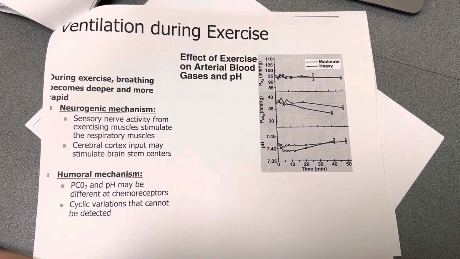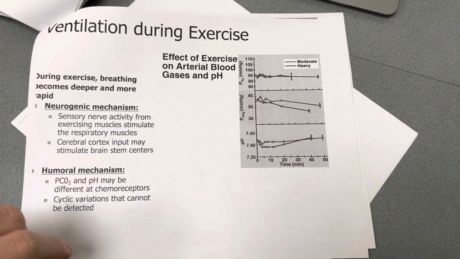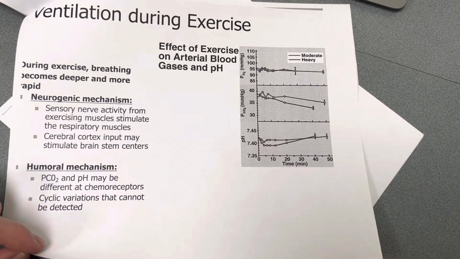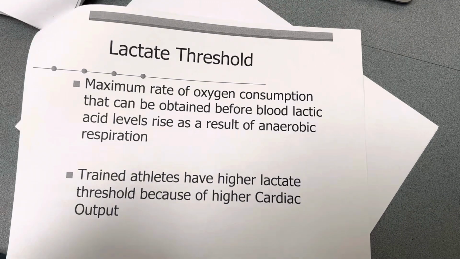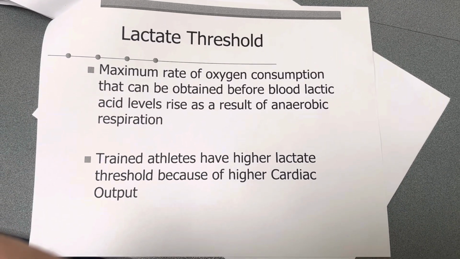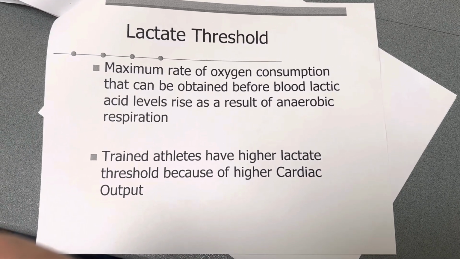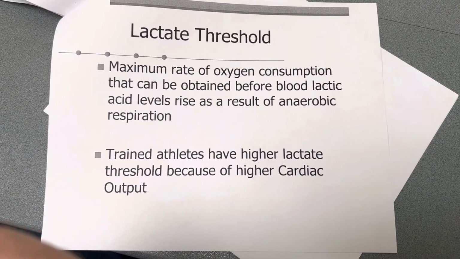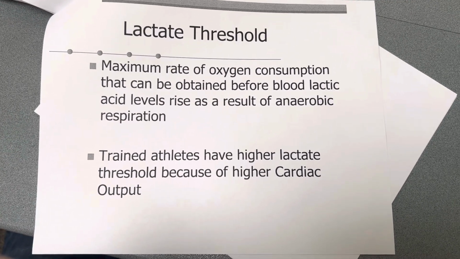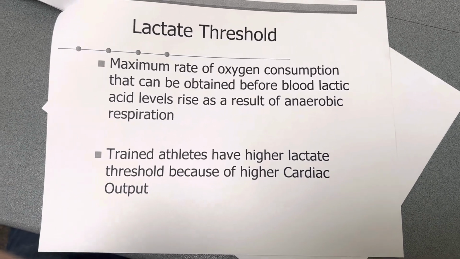Effect of exercise on arterial blood gases and pH. I would assume that's what that chart is over there. Lactate threshold: the maximum rate of oxygen consumption that can be obtained before blood lactic acid levels rise as a result of anaerobic respiration. Trained athletes have a higher lactate threshold because of higher cardiac output.